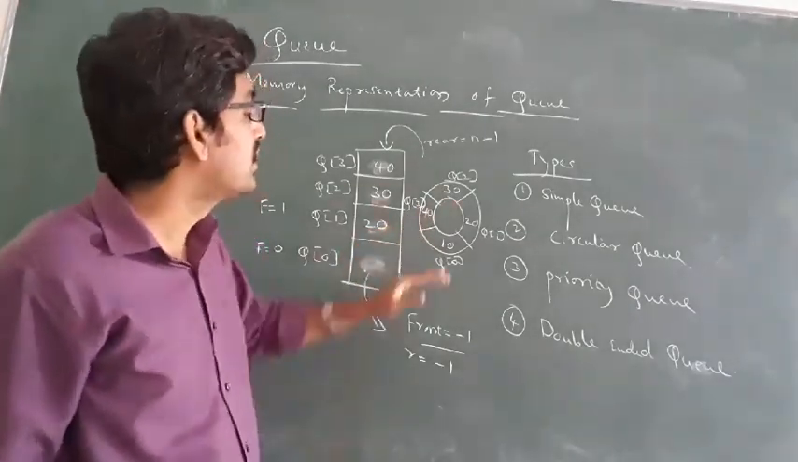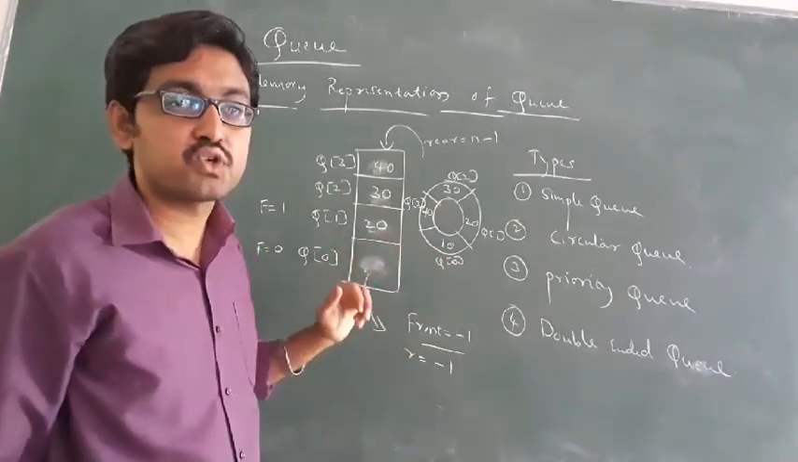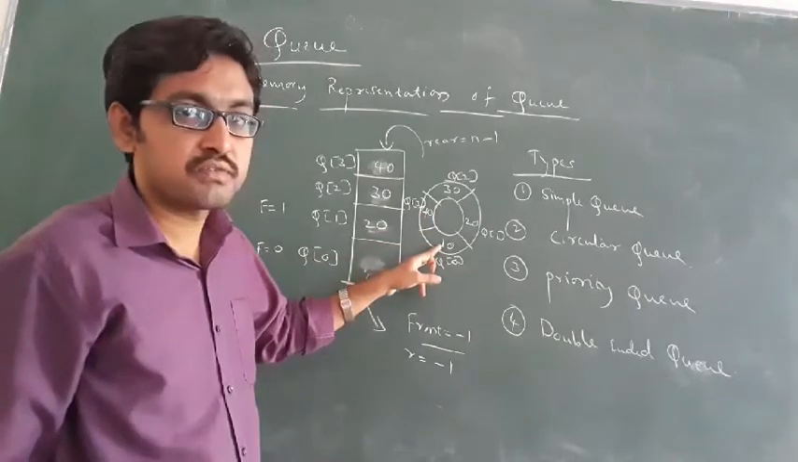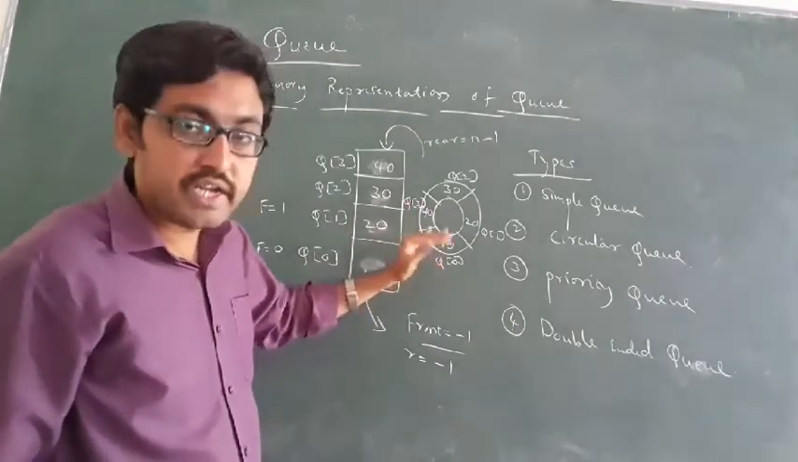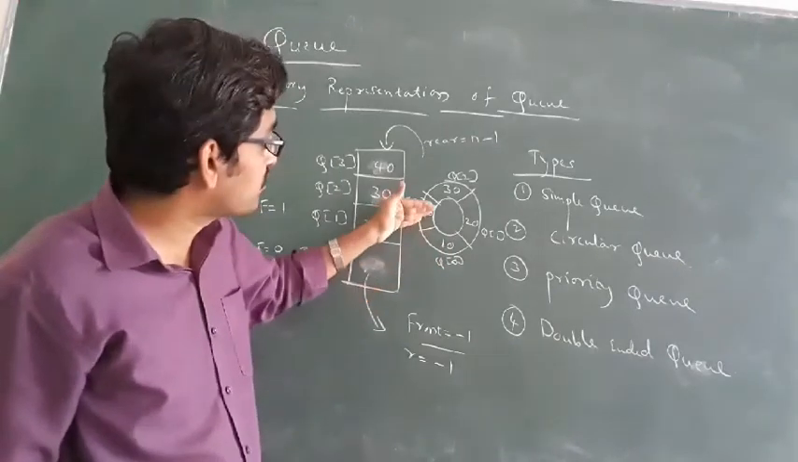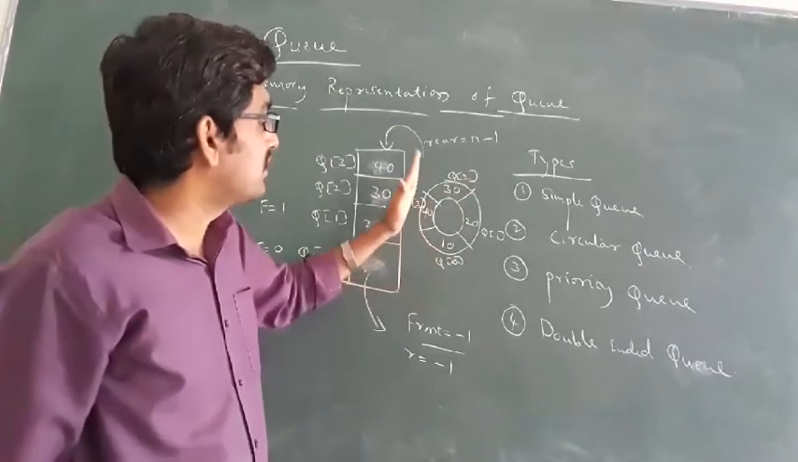For example, I will delete 10 first. As soon as 10 is deleted, what comes there, what gets stored? 40 will be stored here. When you delete 10, automatically 40 will be stored here. This is called a circular queue.